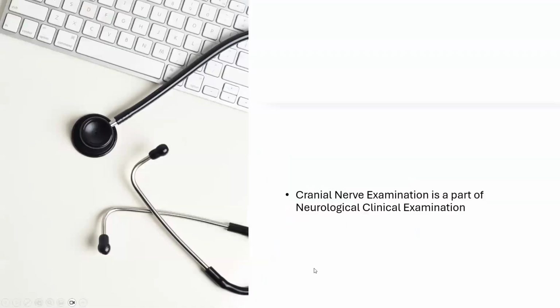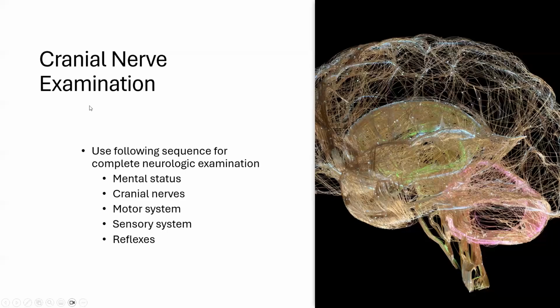So let's start. Cranial nerve examination is a part of neurological clinical examination. Use the following sequence for the complete neurological examination. First of all, while taking the history, while listening to their chief complaint, their mental status should be observed, and at least you will be in a position to look into what kind of mental status they have.